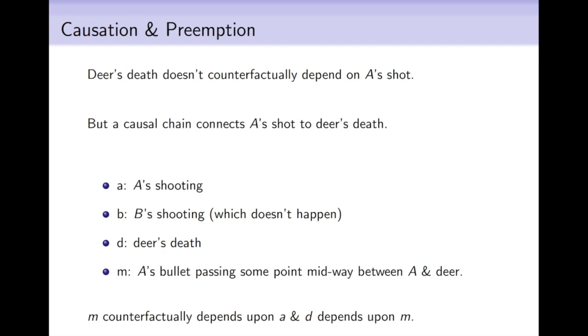So let's just think about this. In order to see this, it's helpful to think a bit about the causal structure of the case first. We could let small a designate the event of Alice shooting, small b designate the event of Bob shooting. Remember that Bob shooting doesn't happen in this scenario. Bob would have shot, but he doesn't. So b is a non-actual event. It's a merely possible event. Small d represents an actual event, the deer's death. And small m, we'll see why we appeal to this in a minute. Small m could be considered to be the event of Alice's bullet passing some point midway between Alice and the deer.